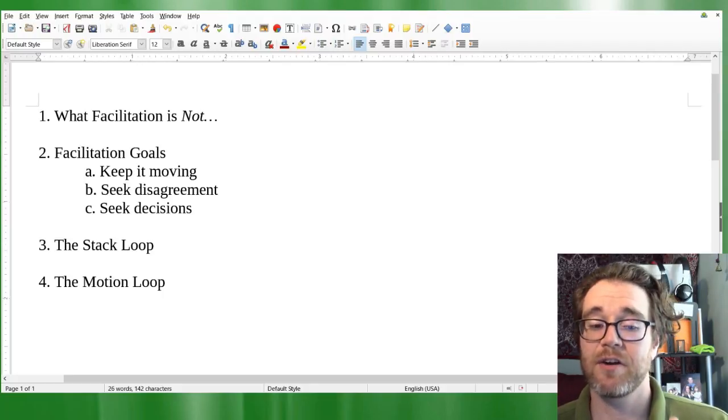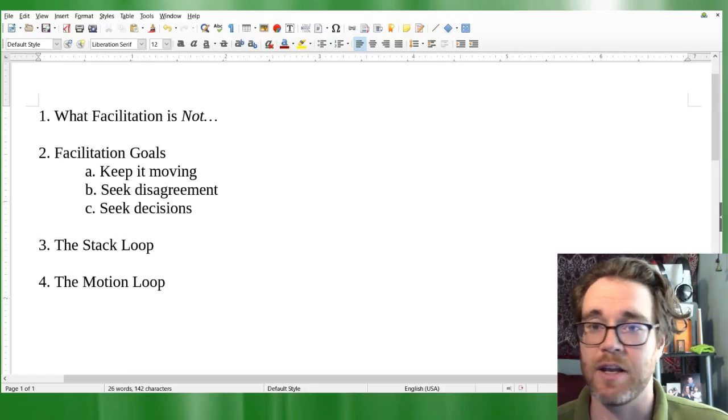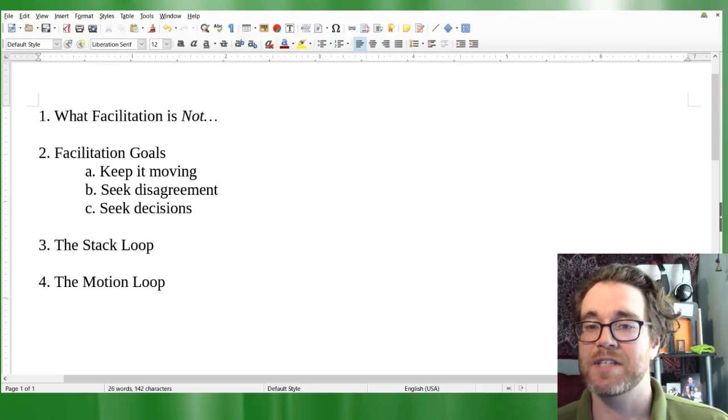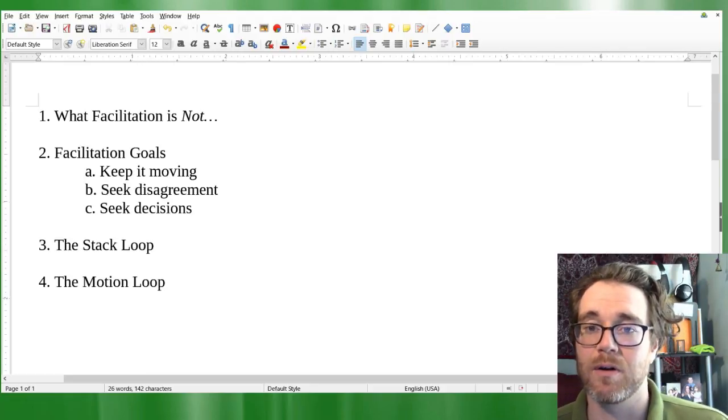So as the facilitator, you want to keep the meeting moving. You want to seek disagreement or difference, and you want to seek decisions to resolve those disagreements or differences. Now, the way that we as Greens, and again, this is a tradition in a lot of left organizations, move through conversations in the context of a meeting is through what we call the stack. And we call it the stack. You could think of it as a stack of names or a list of names that you're moving through that determines the speaking order.